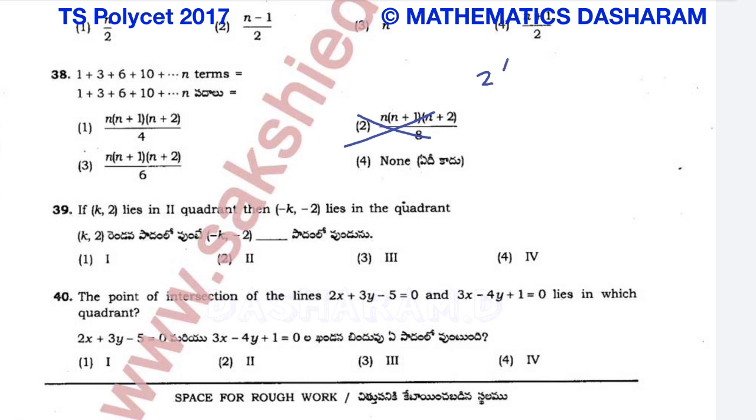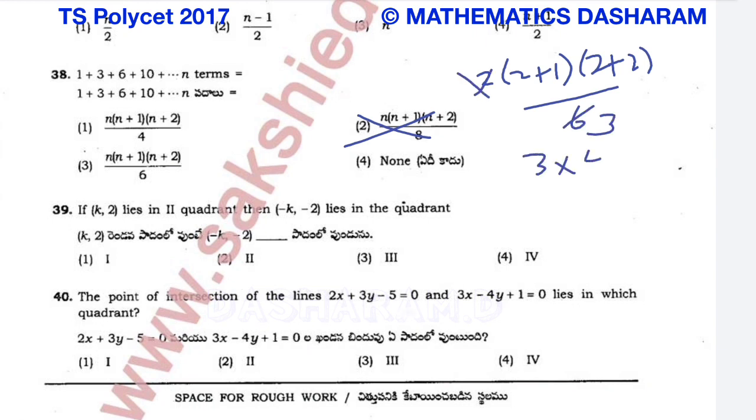So 2 into 2 plus 1 into 2 plus 2 divided by 6. 2 ones are 2, 3 threes are 2 plus 1, 3 into 2 plus 2, 4 by 3. The 3s cancel, it is equal to 4. So the first two numbers' addition is 4.